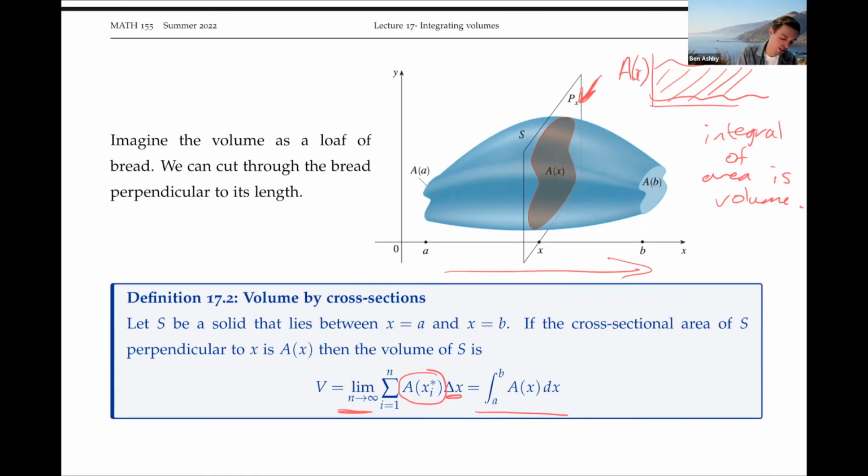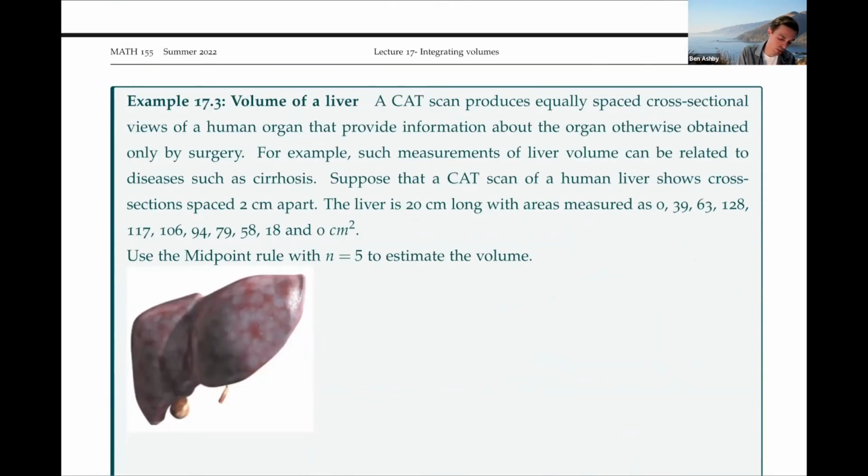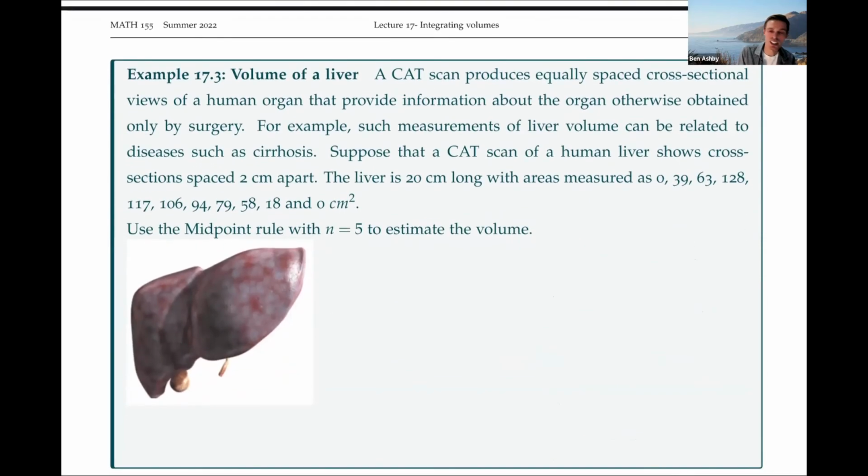So we can use this method to approximate volumes, for example, the volume of a liver. Essentially what a CAT scan does is it produces lots of cross-sectional images of a human organ, and then you add those all up and you calculate the volume.